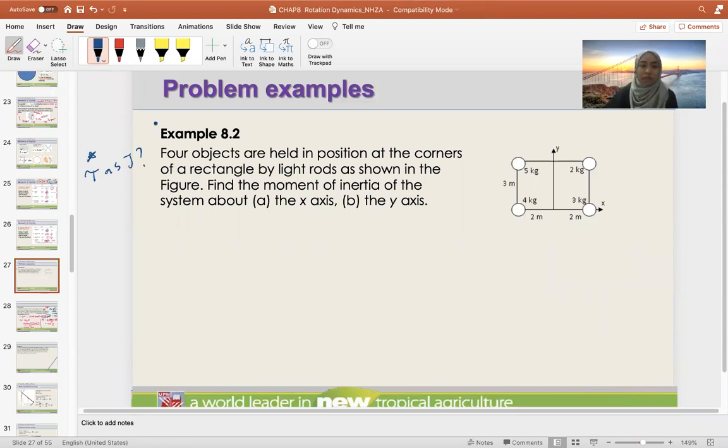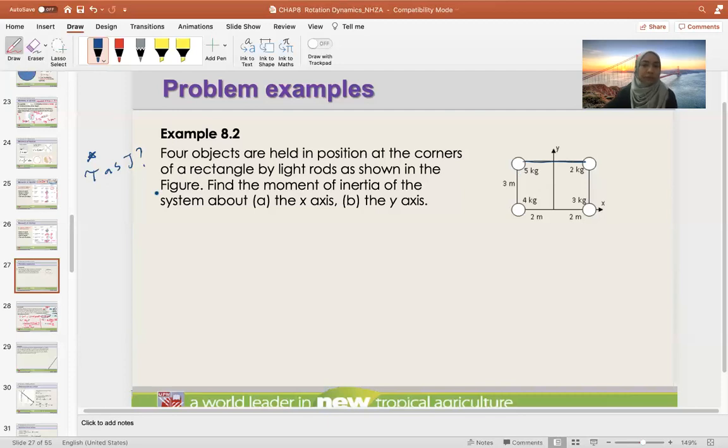Okay, let's do this question. 4 objects are held in position at the corners of a rectangle by light rods. So benda ni sebenarnya rods lah. Yeah, they are rods. They lukis as a line je, but actually it's rod. As shown in the figure, find the moment of inertia.